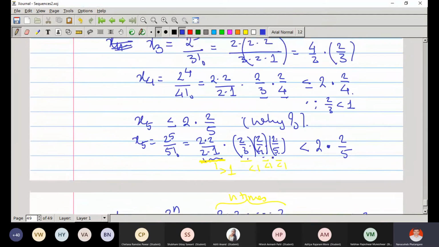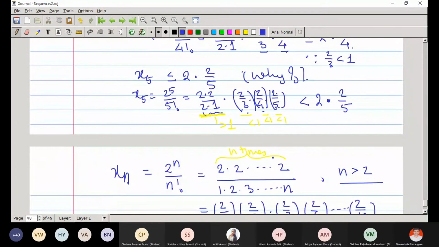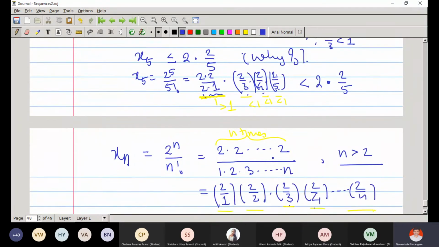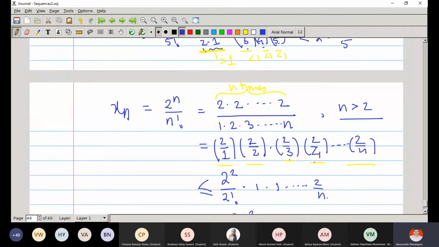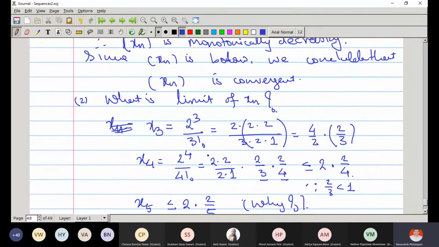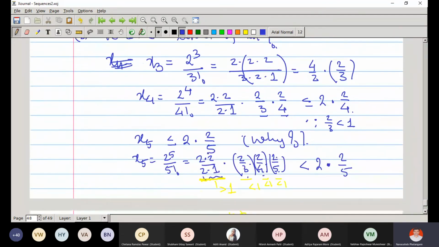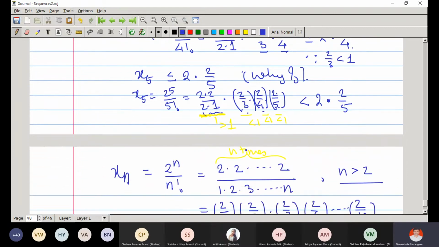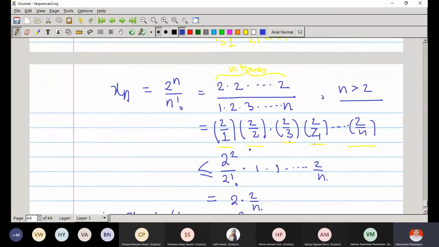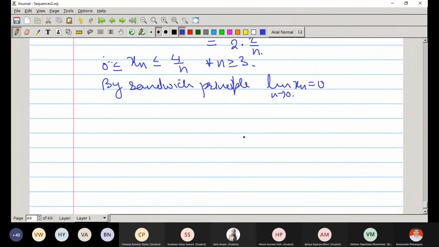So is it clear? The proof is clear. And then how did I decide my strategy? Because I observed something from x3, x4, x5 and I found that this 4 upon 2 can be separated, which is a fixed number every time, but the remaining factors are less than 1. That may help us. So I observed that and then I decided my strategy.